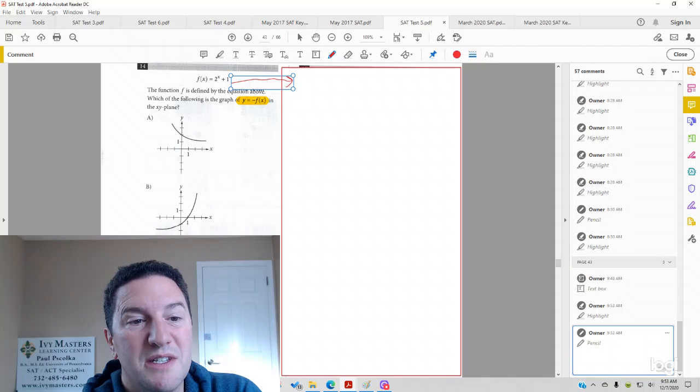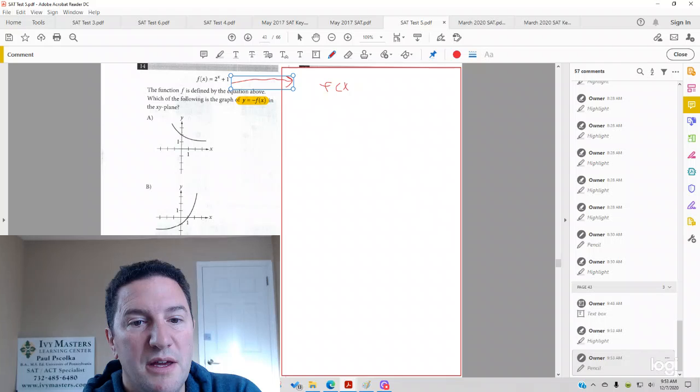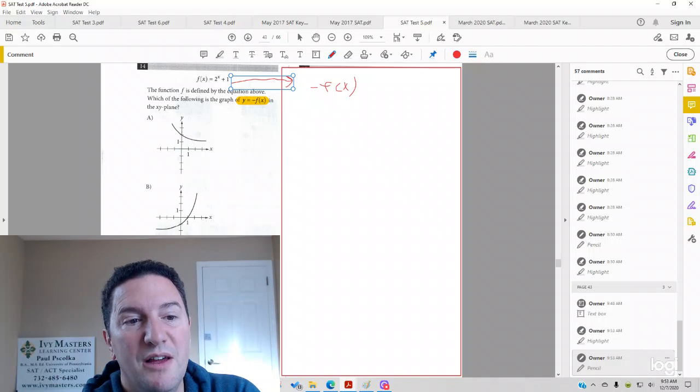So what's y equals negative f of x? Notice, instead of f of x on that side, you've just got negative f of x. So what do you do to get that? You multiply the left side by negative 1. And if you multiply the right side by negative 1, you get equals negative 2 to the x plus 1.